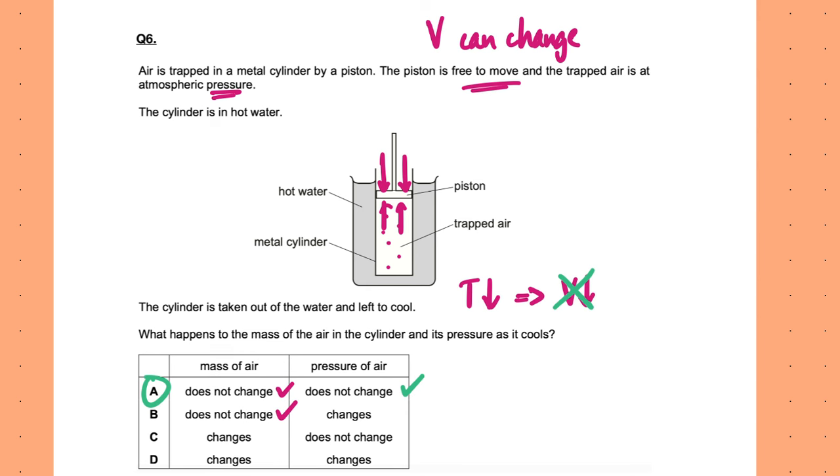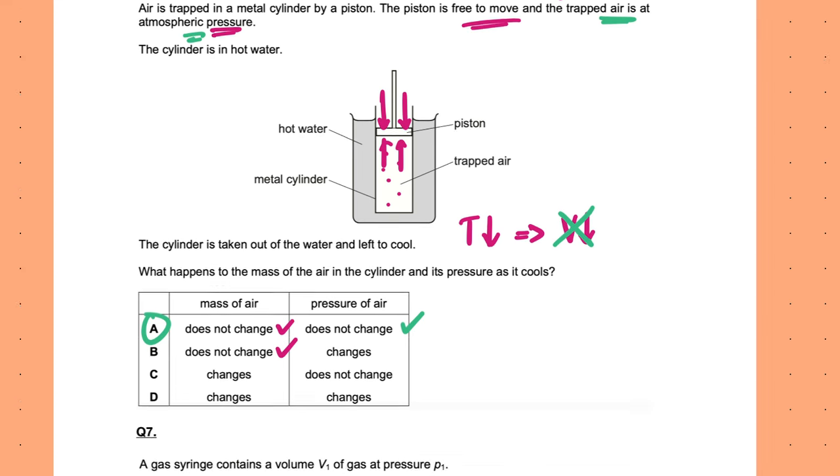So that's what makes this tricky, because the trapped air was initially also at atmospheric pressure. It's the pressure difference which drives the piston either inward or outward. Since the pressure difference is not changing, the volume would also not change, and the pressure would also not change. Let's go on.